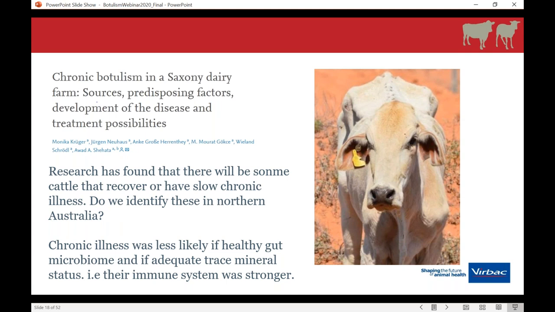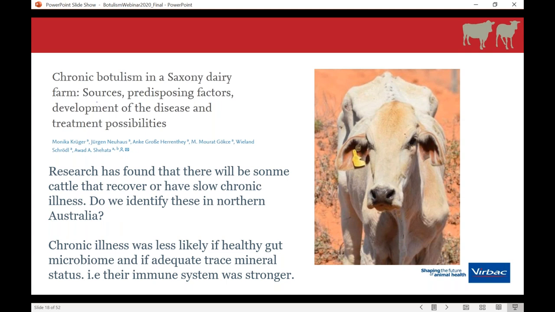What that means is, are there cattle out there in northern Australia that we don't know have had botulism, but they live on? And these might be some of the cattle we see at musters that are in very poor condition and they survived botulism, but they were unable to eat for a week, or they had other problems associated with the botulism.